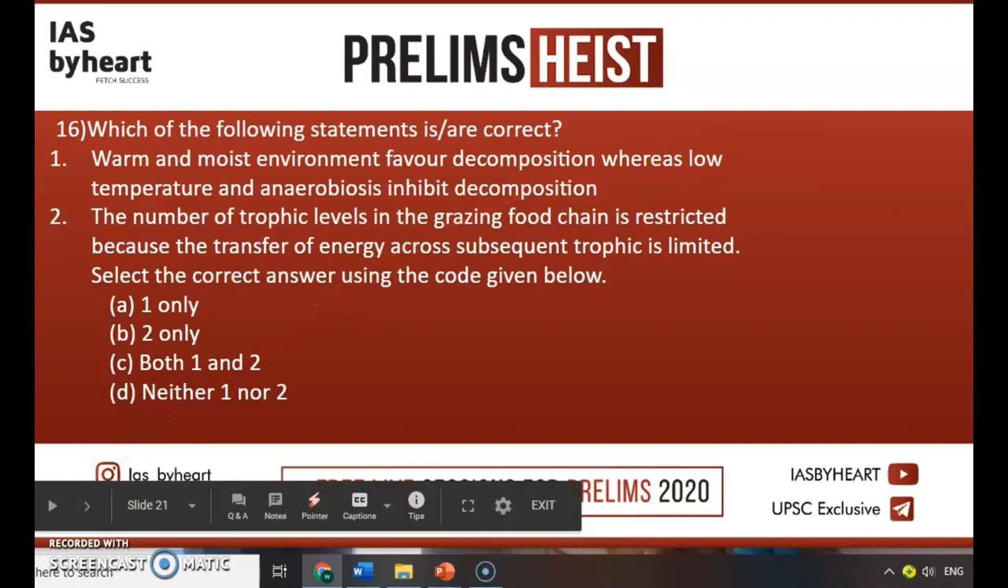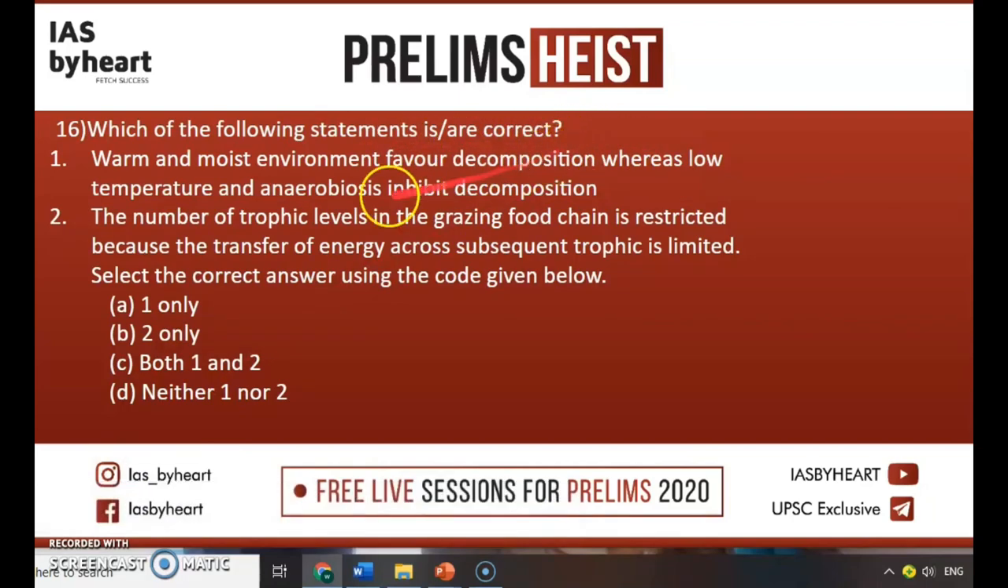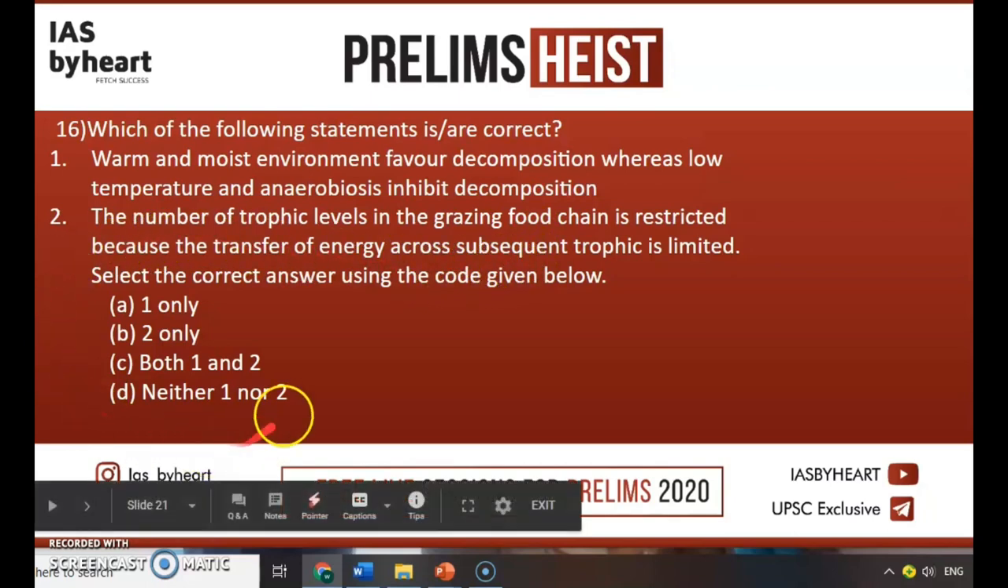Next question. Which of the following statements is or are correct? First one, warm and moist environment favors decomposition, whereas low temperature and anaerobes inhibit decomposition. Second statement, the number of trophic levels in the grazing food chain is restricted because the transfer of energy across subsequent trophic levels is limited. Select the correct answers using the given code.